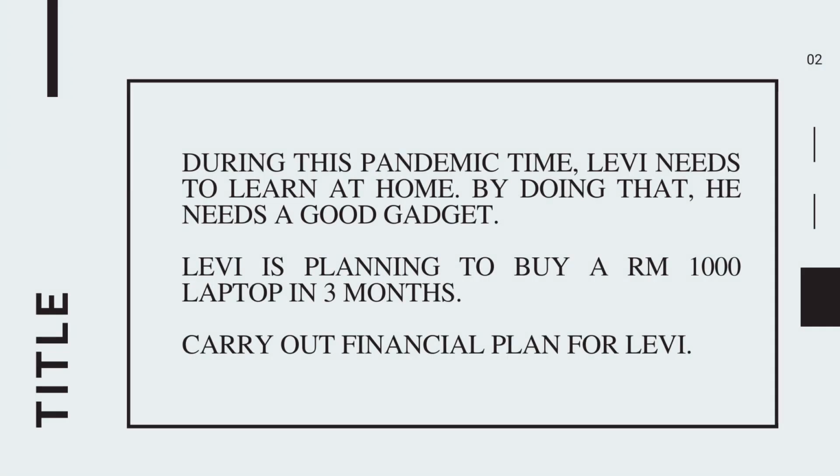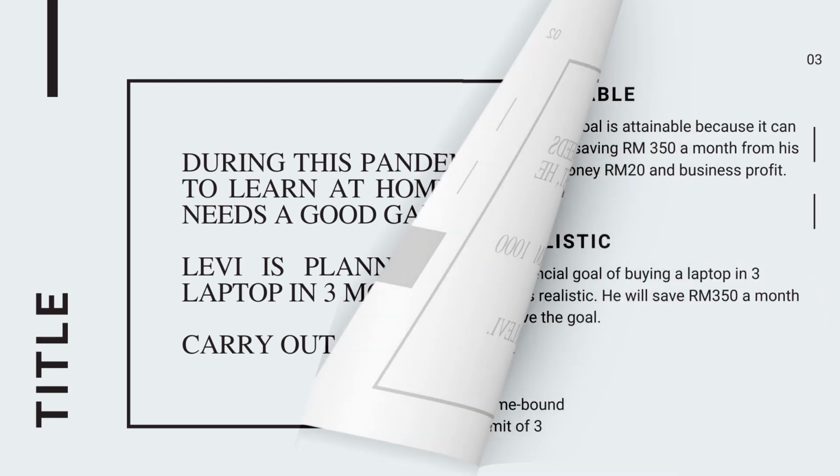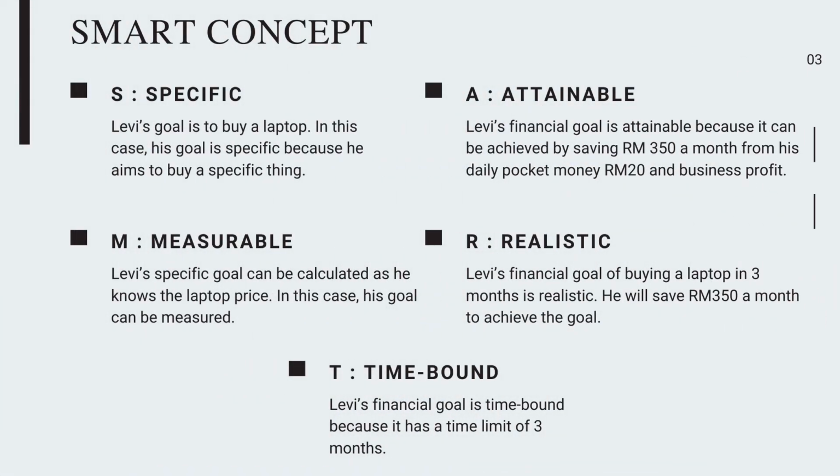Okay, moving on to the second slide, which is the title of our project. The title is: during this pandemic time, Levi needs to learn at home. By doing that, he needs a good gadget. Levi is planning to buy a 1,000 ringgit laptop in 3 months. Carry out a financial plan for Levi. To do a financial plan for Levi, he needs to apply the SMART concept.